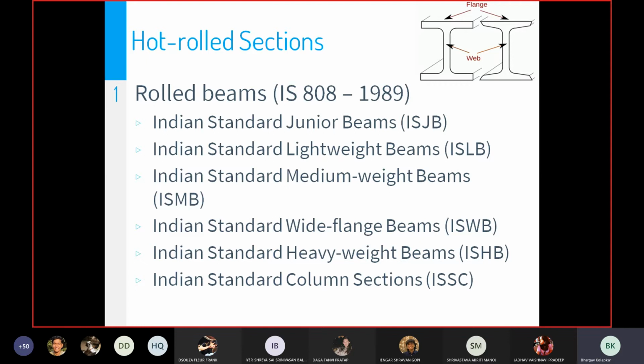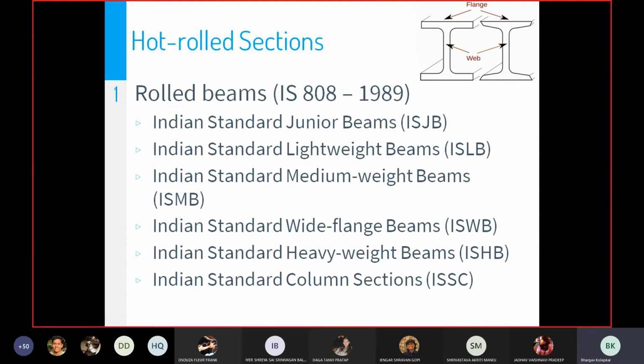Now, you don't have to remember all this. This is just to give you a feel of what you will probably find in books when you start to go back and refer to what type of section I should use. You will perhaps find I sections categorized into these different types.